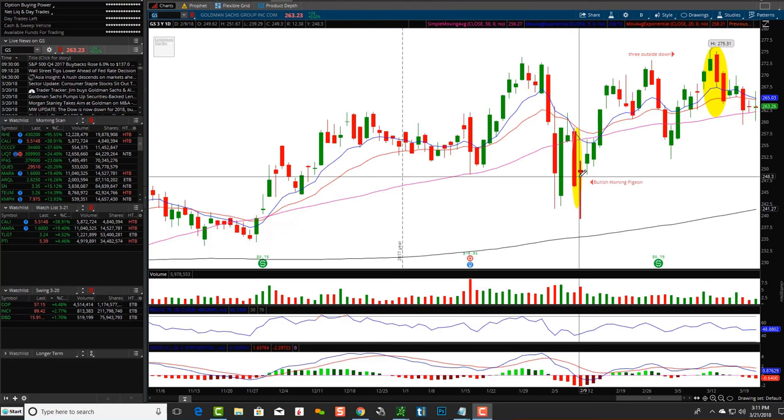This is saying, hey, nope, we're slowing it down. We're not going to push it down any further. That third candle kind of confirms it. Again, kind of has that 3 inside up pattern.